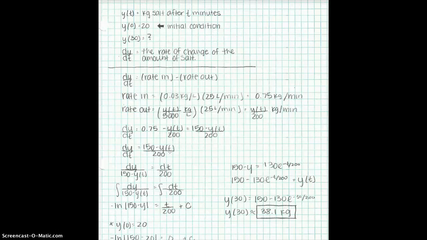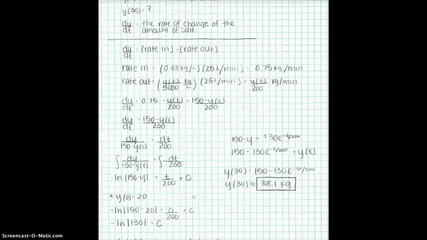So then you begin to separate the variables by dividing each side by 150 minus y of t and multiplying each side by dt. Once you get those separated here, you can integrate both sides and you come out with negative natural log of the absolute value of 150 minus y equals t divided by 200 plus c.